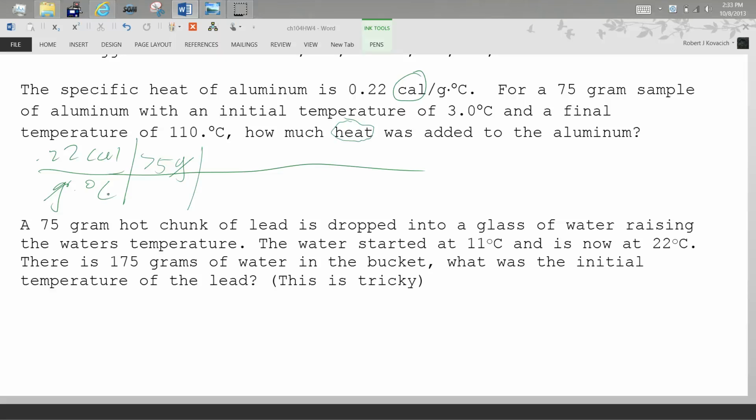So we're talking about something's temperature changing. Do I get to just use the initial temperature or the final temperature for these problems? No. In this problem I'm talking about how much heat was added. If I added heat to this aluminum, then I increased its temperature. My initial temperature is 3 degrees, and my final temperature is 110 degrees. So I'm working with the change in temperature. It went up to 110, but it didn't start at 0, it started at 3. So my change in temp is 107. Then I drop a 107 here, degrees C cancel out, and I end up with calories as my only unit left.